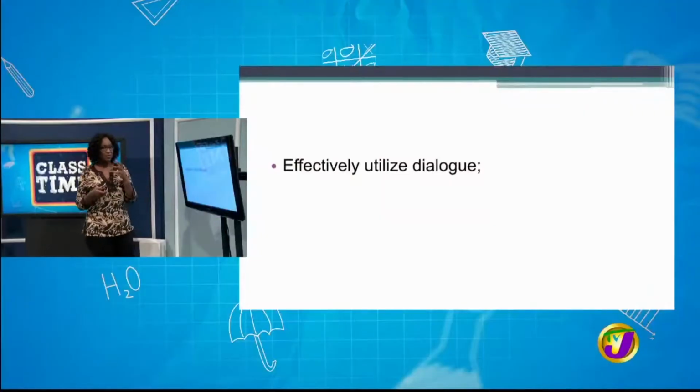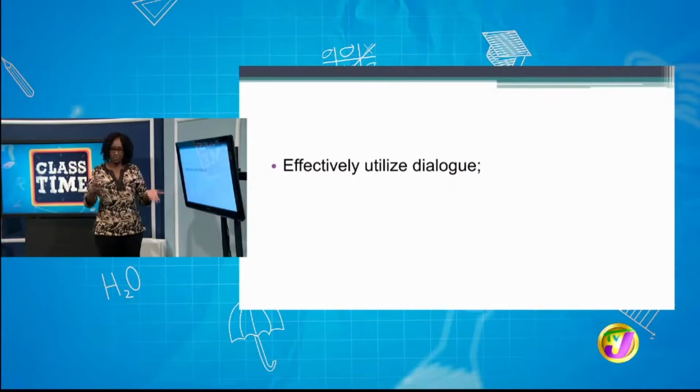Now, where dialogue is concerned, the same caution applies. Don't just have dialogue to say, I use dialogue. Put the dialogue in there to serve a purpose or several purposes as the case may be. Again, you need to use the dialogue to give it a sense of realism.